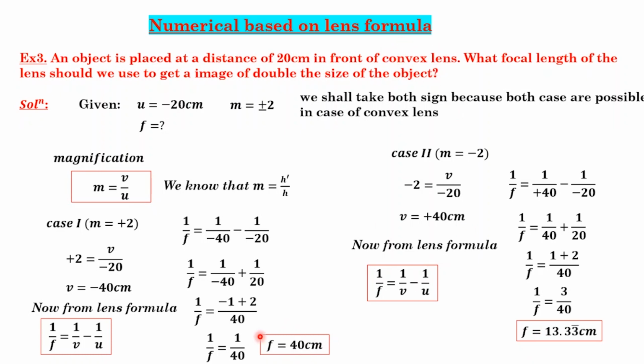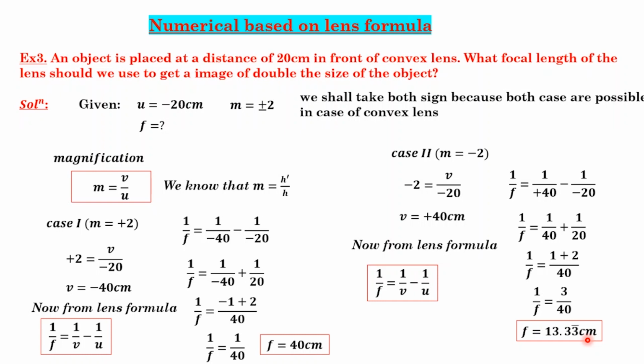Okay, so we have two focal lengths. If we want twice the size and we want a virtual and erect image, then we have to take the lens having focal length 40 centimeter. And if we want double the size of the image but it is real and inverted, then we will use the lens having focal length 13.33 centimeter.